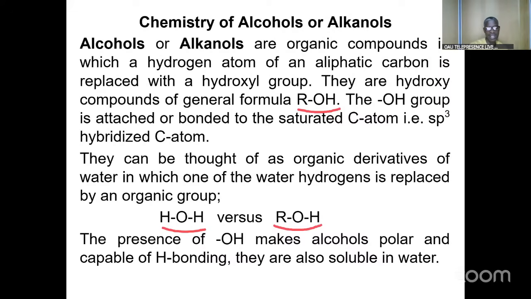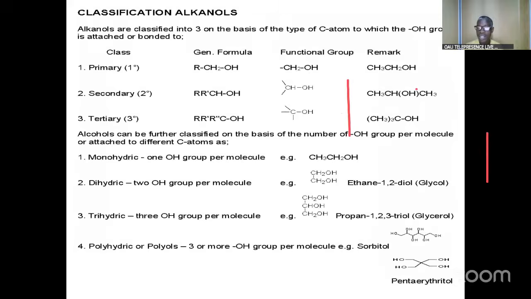Here you can see this water molecule, and you can see an alcohol. One of the hydrogen atoms of the water molecule has been replaced by R, and R can be an alkyl group. So the presence of OH makes alcohols polar and capable of hydrogen bonding. Of course, that also makes them very soluble in water.